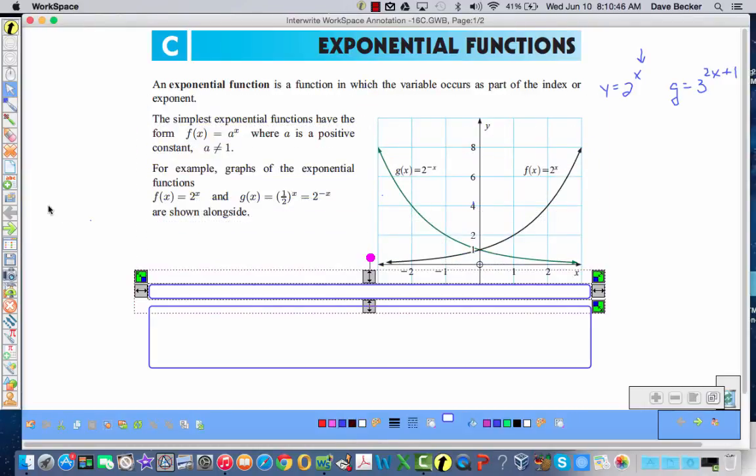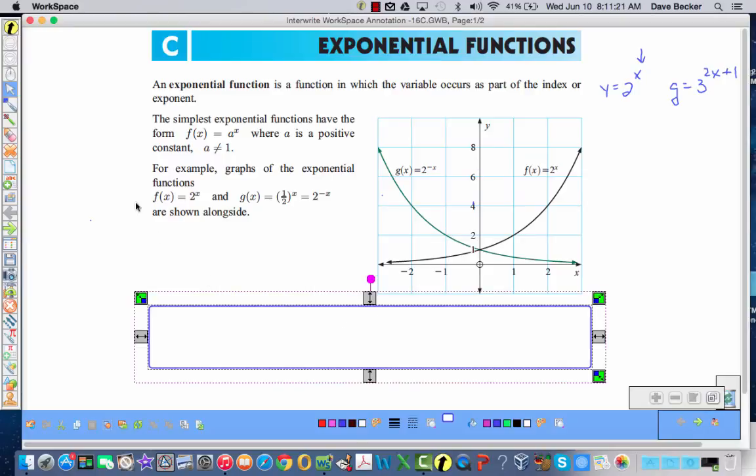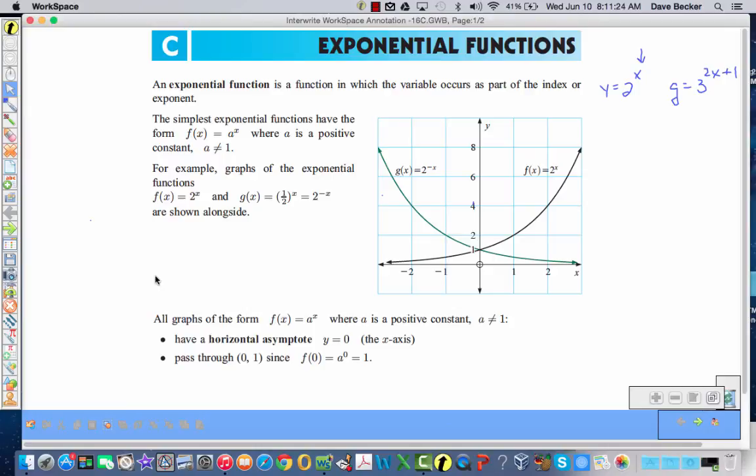The simplest that we have is a to the x, where a is a positive constant and a is not equal to 1 for obvious reasons, because 1 to the anything is equal to 1. The graph of that would be a horizontal line. So 2 to the x, the most famous of our exponential functions, is graphed right here. And then g of x equals 1/2 to the x, or 2 to the negative x, is graphed alongside. And notice it's just a reflection in the y-axis.